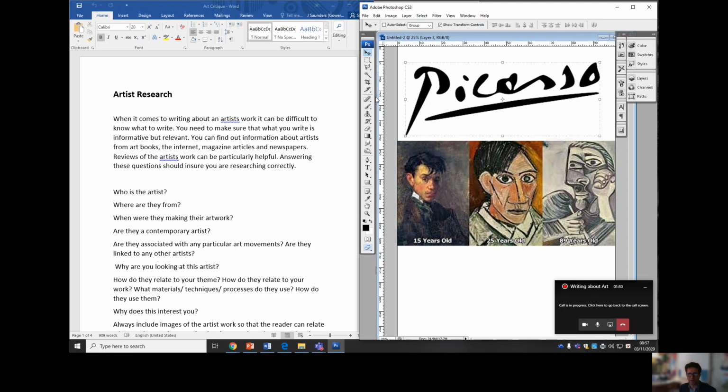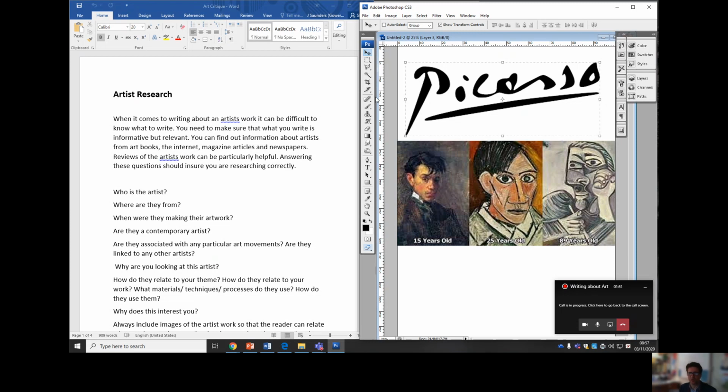When it comes to writing about artists, it can be difficult to know what to write. You need to make sure you write about information that's relevant. It's all too easy to cut and paste a big wave of information that we don't really need. So think about that: what do we actually need to know about this artist? Here's a couple of tips to start.